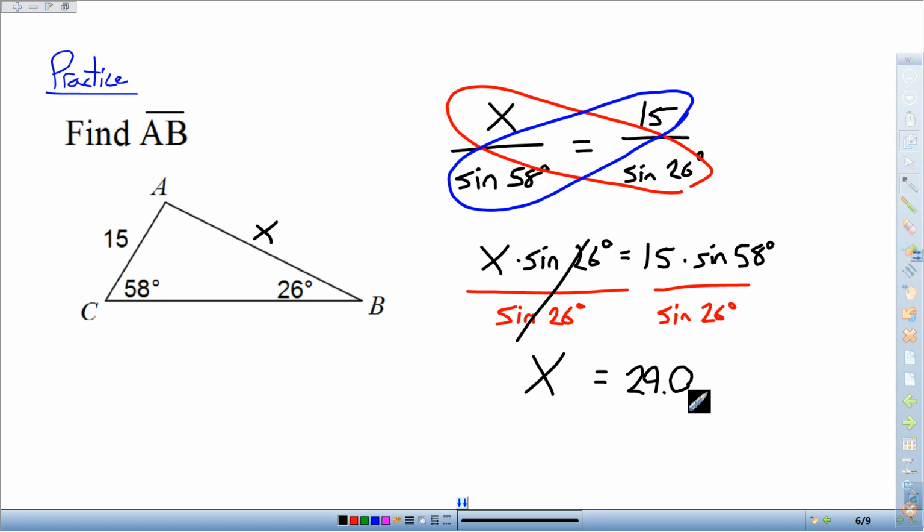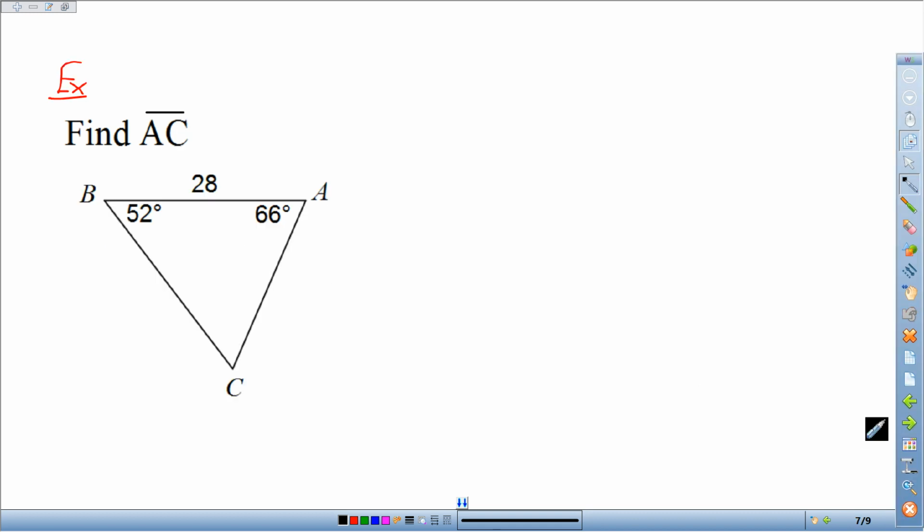Okay, so that's the process. We have a couple more to look at that just throw a little wrinkle. So let's look at another example. Go ahead and copy this and we'll try it together.